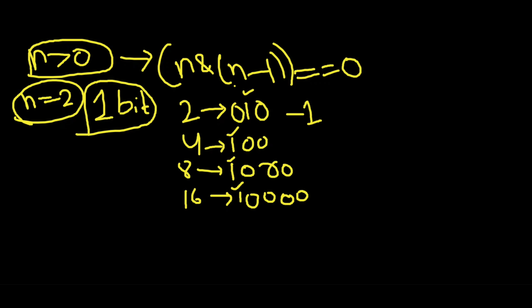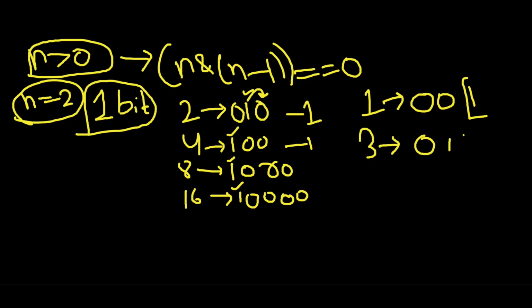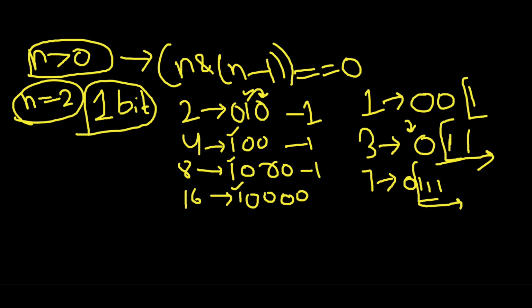Let's say 2 minus 1 will be 1. So 1's binary will be 0 0 1. We see that the next 0 is becoming 1. And let's see 4 minus 1, that is 3. 3 will be equal to 0 1 1. We again see that it has 1 in the 4's place, but all the right bits are equal to 1. Let's see this condition also for 8 minus 1, that is 7. So 7 can be written as 0 1 1 1. We see that all the bits are equal to 1.